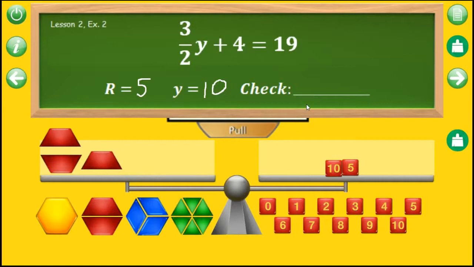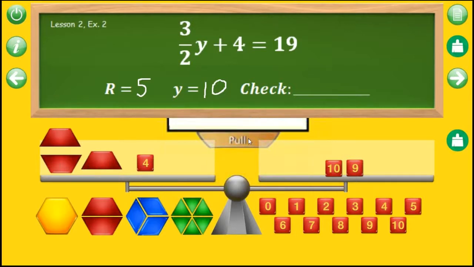Now, in order to do the check, we need to set up the original problem one more time. So I have plus 4 equals 19. So Andrew, help me with the check, please. If the red is 5 and the yellow is 10, how much do I have on this side? 19. 5, 10, 15, 19, and here's 19. So the check would be 19 equals 19.